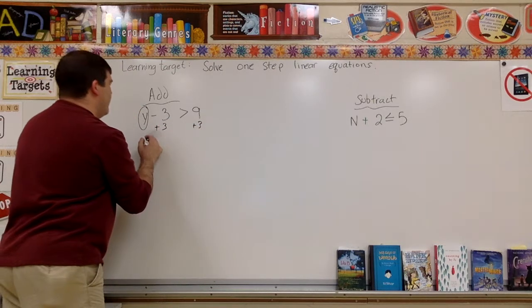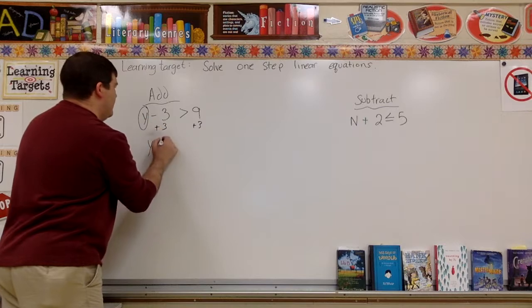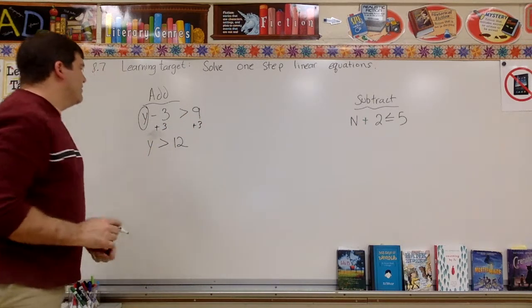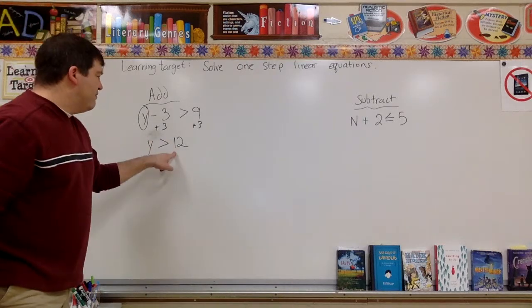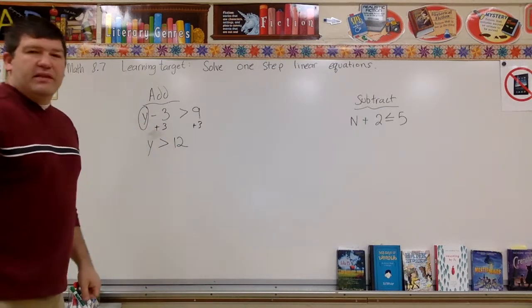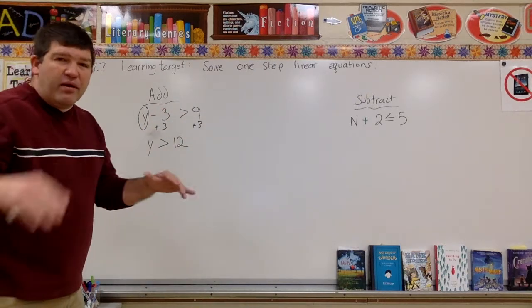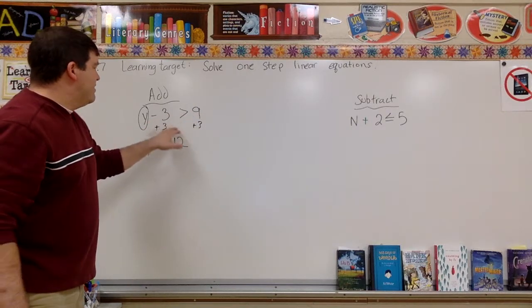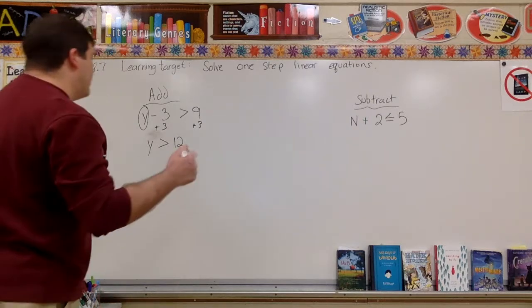Now, y is greater than 12. So if y is greater than 12, it will work with this inequality. And all I did was the same thing I do with an equality. I got rid of the 3 here by adding it to each side, so it left me with just y and 12. Now I'm going to graph it.